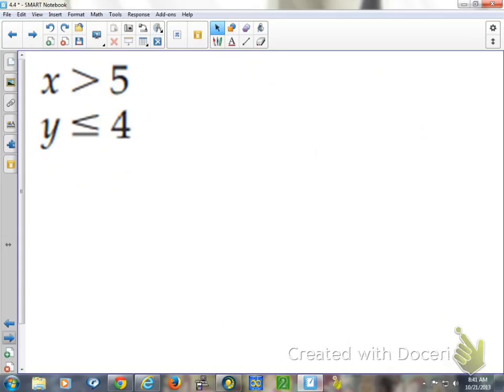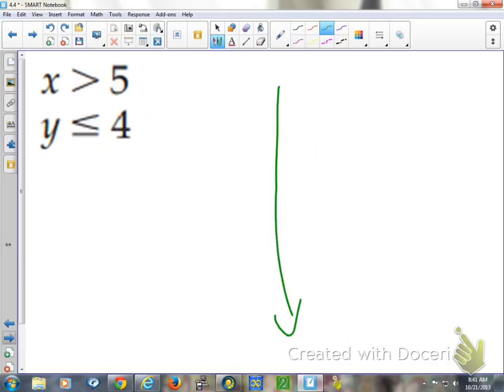X equals 6 or more. That's what will make that equation true. But I still need the graph. That's actually not true. You said 6 or more, right? So by your definition, 5.1 is false. But 5.1 is true. But I like how you're thinking.